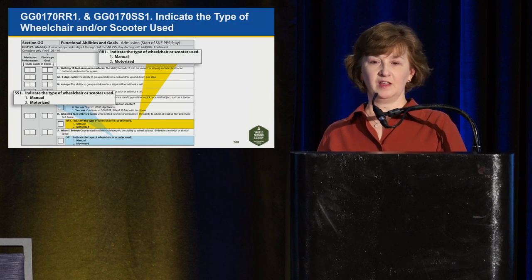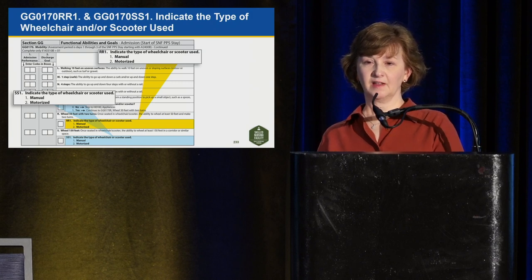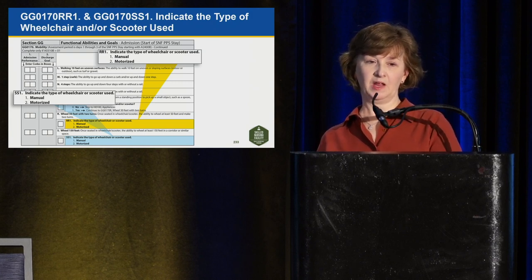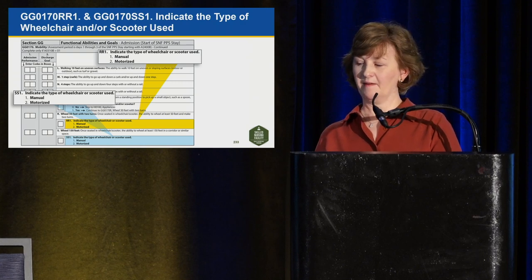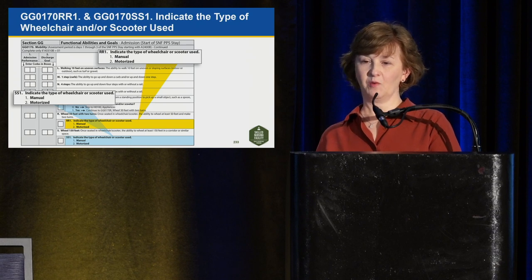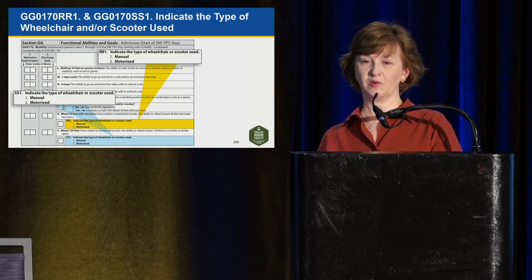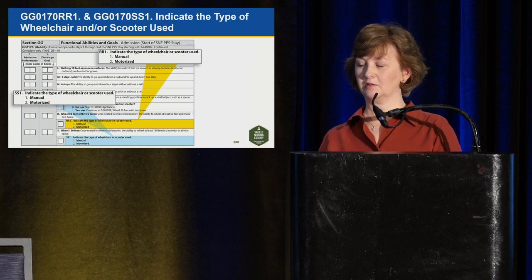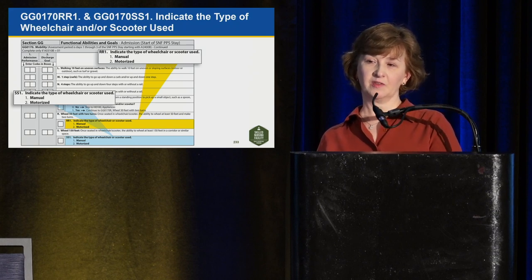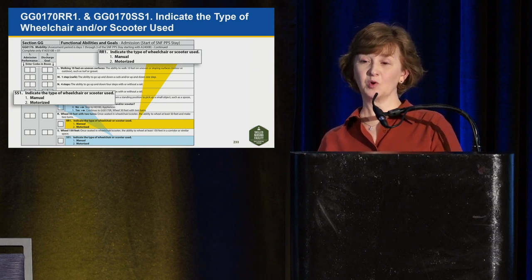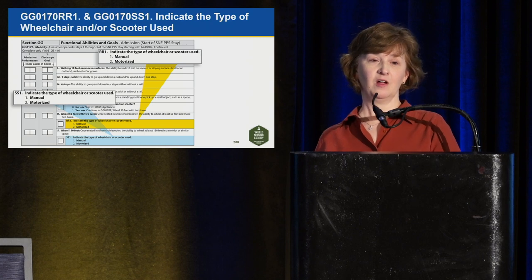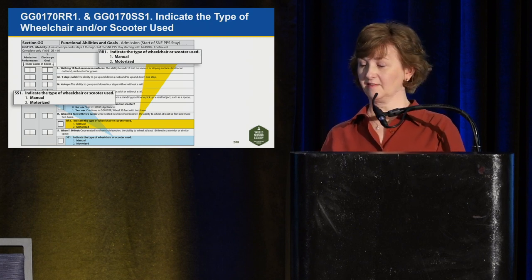For each of the two wheelchair activities, the person could be using a manual or a motorized scooter or wheelchair. Therefore, there is a follow-up question asking to indicate the type of wheelchair. So again, it's manual or motorized. It could be a motorized wheelchair or a scooter. Both would be coded too. It is possible that the person uses perhaps a manual wheelchair for shorter distances and a motorized wheelchair for longer distances. So there are follow-up questions for both distances.